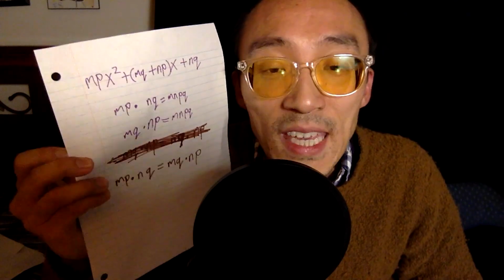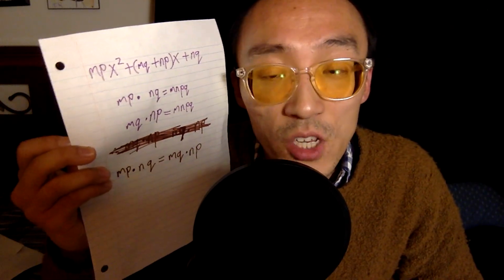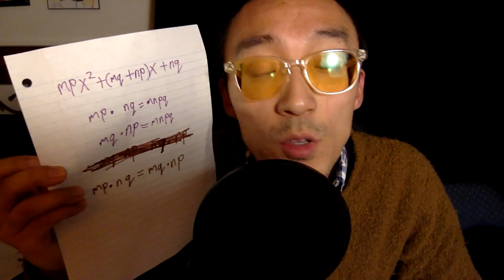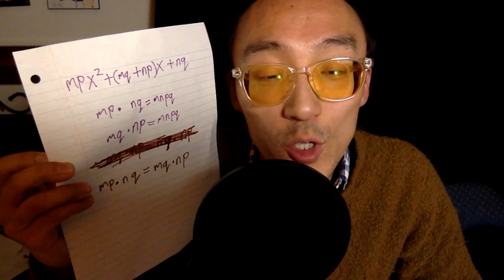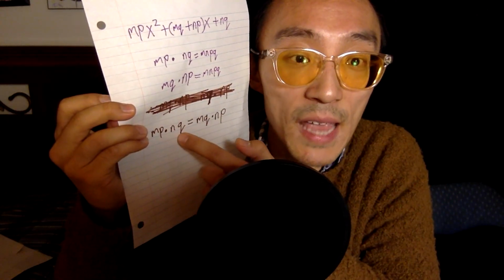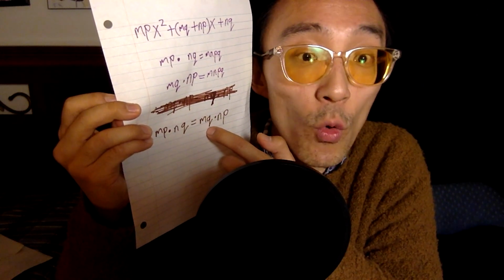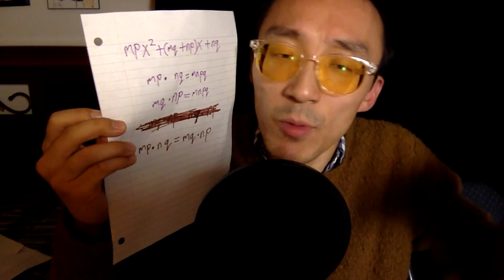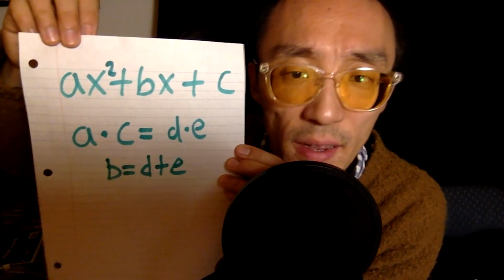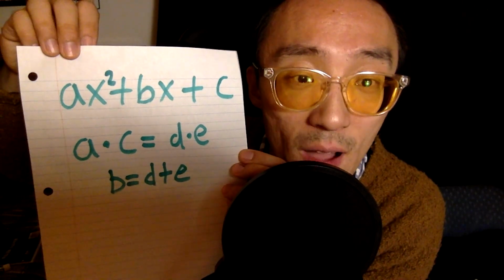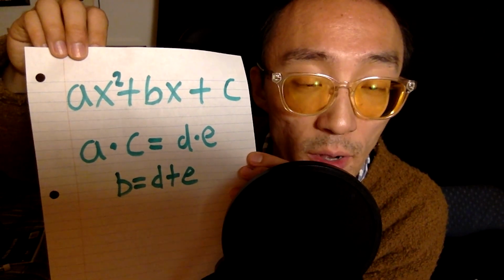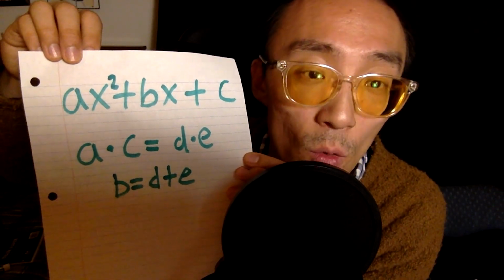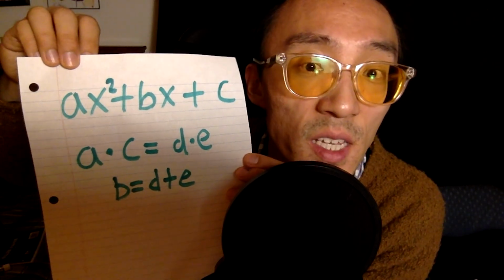And again, why can we rearrange multiplication, however? Because of the commutative law. It goes back to that first principle. mp times nq equals mq times np. Let's explain this in English. This is the generic form for a quadratic polynomial: ax squared plus bx plus c, where a, b, and c are numbers.